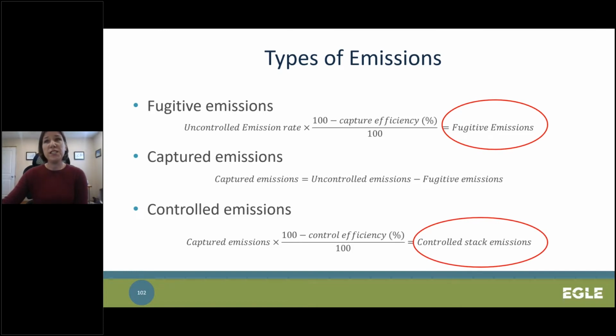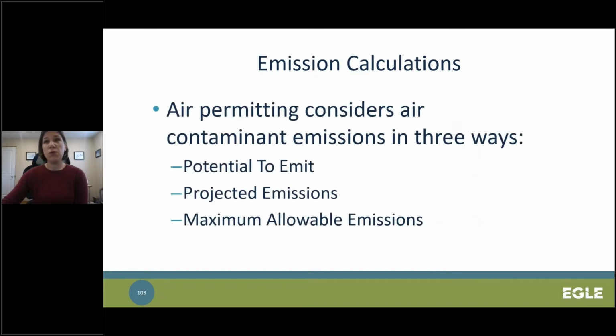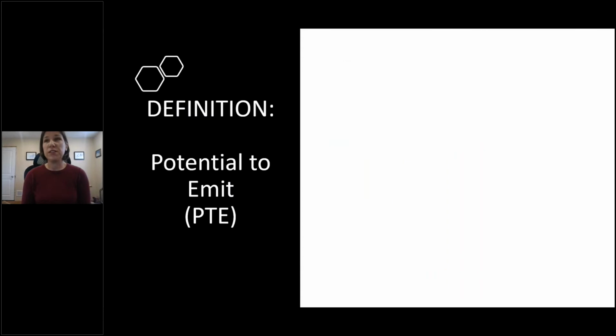There are 3 different ways to look at emissions. Each of these are important for your PTI application, so we are going to cover each of them now. But first, we're going to look at a definition. The first way for air contaminants is to be considered as potential to emit, or PTE. Potential to emit is a key concept in air permitting.